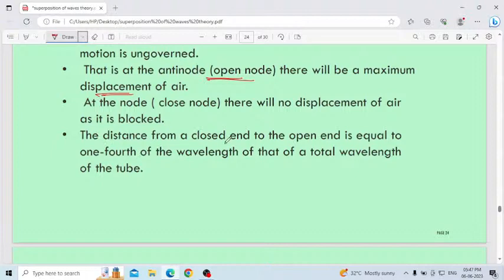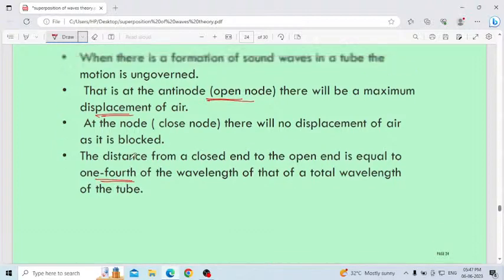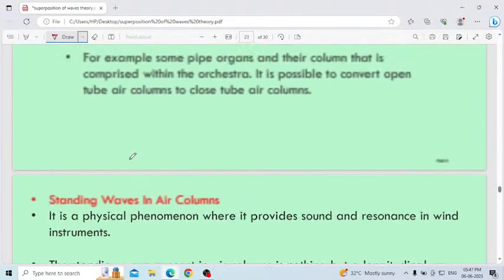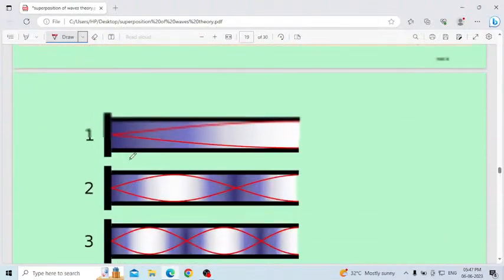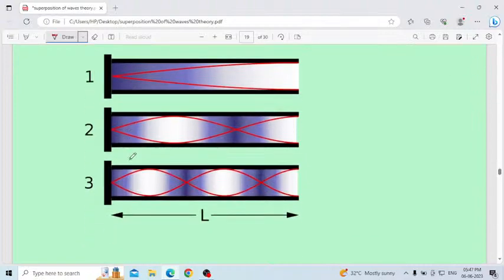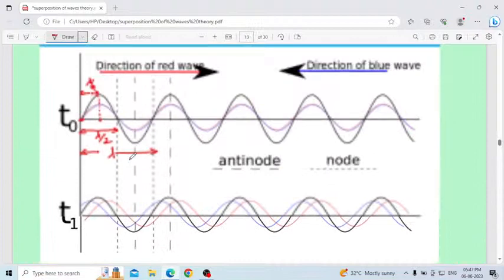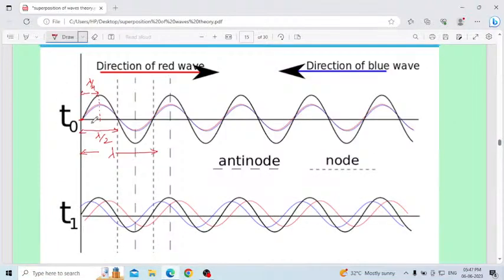The distance from a closed end to the open end is equal to one quarter of the wavelength, lambda by 4. The distance between the node and antinode is lambda by 4. I showed it earlier, and I will show it one more time. Listen here: the distance between the node and antinode is lambda by 4, or one quarter.